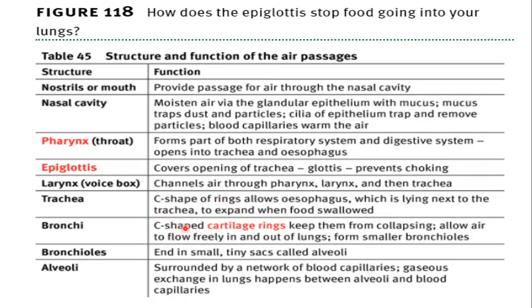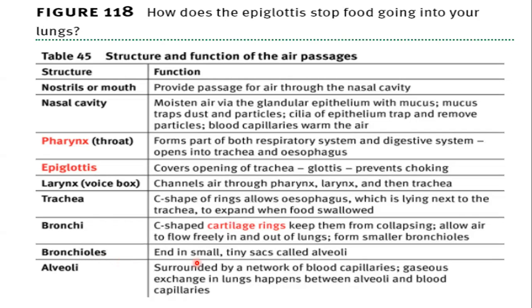Bronchi also have C-shaped cartilage rings. It is important to note they are cartilage as they keep on branching further and further. This cartilage keeps them from collapsing, and therefore allows air to flow freely in and out of the lungs and also form smaller bronchioles.